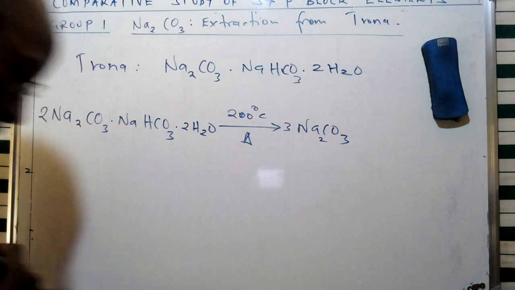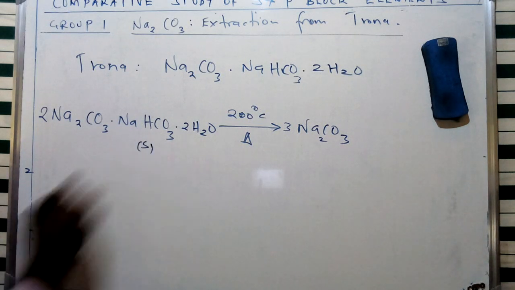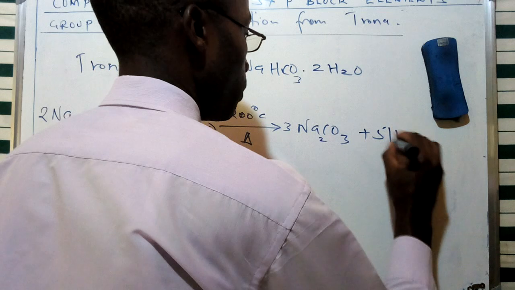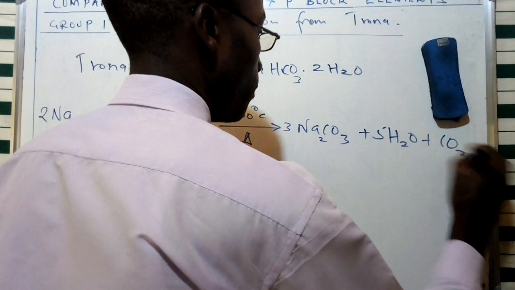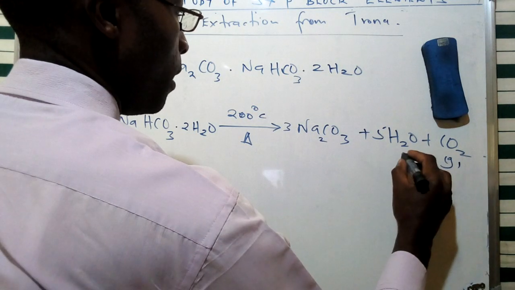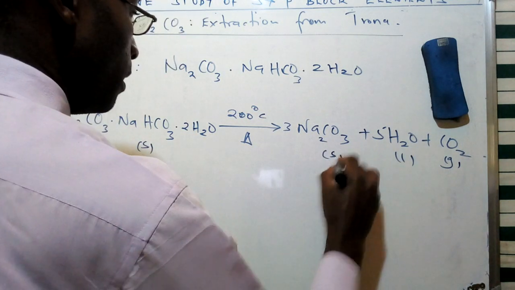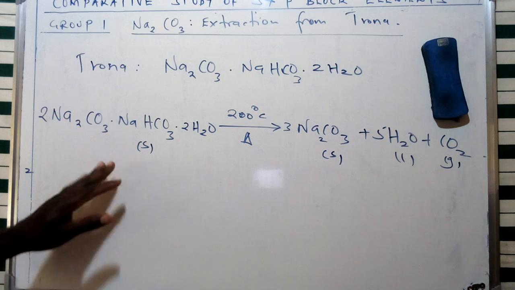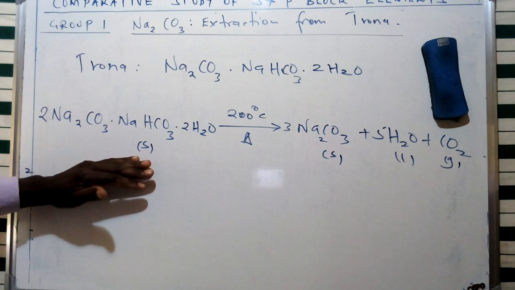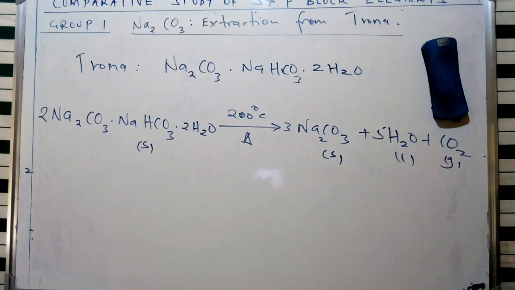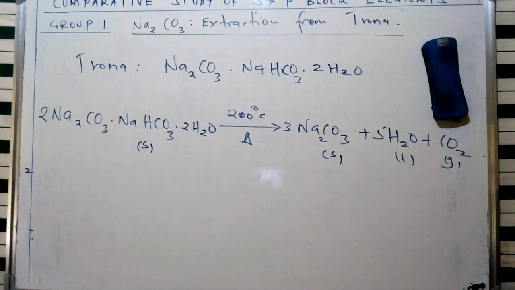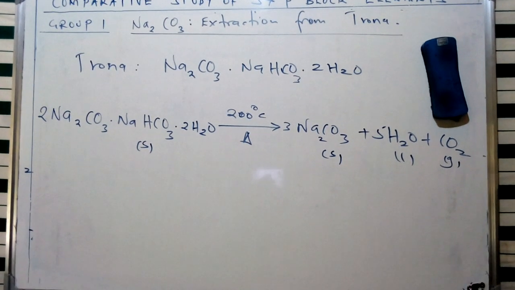We shall have a stoichiometric equation given as such, and this is going to lead to the production of water and carbon dioxide given as such. So this is going to be liquid. Presume that this equation is balanced. So this is going to be the general equation representing the production of sodium carbonate from what we refer to as Trona.